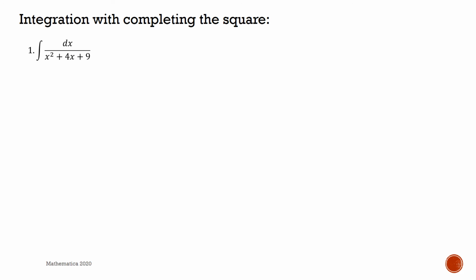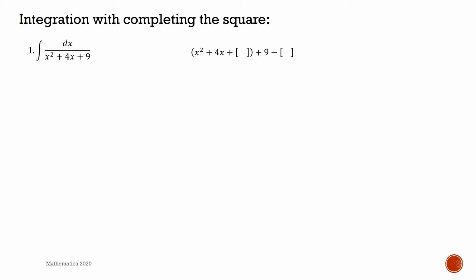So, integration with completing the square. You're going to notice that these examples get a little bit more challenging as we go. So the first example, we have dx over x squared plus 4x plus 9. It doesn't fit any of the previous patterns that we've done. So what I'm going to simply do is rewrite this. Since there's no leading coefficient, it's simply x squared plus 4x plus something plus 9 minus something.